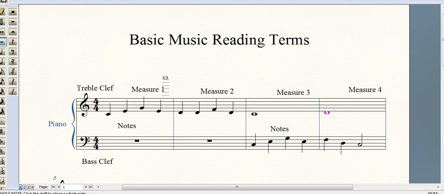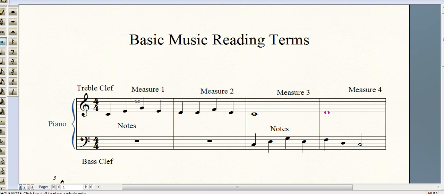And here we are in lesson 5. We're going to be learning about some basic music reading terms. Just want to show you what we're using here. What you see on screen is part of a program I use to write music called Finale. And we're going to be using this program whenever we do our music theory, music reading components of the class.